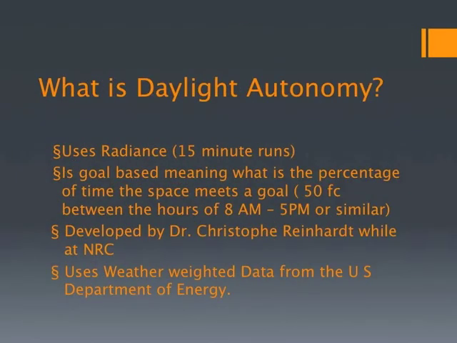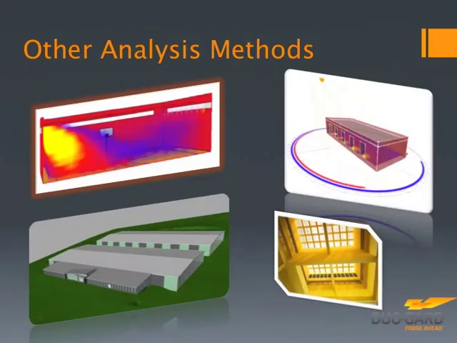So daylight autonomy uses Radiance to calculate its values. They have 15-minute runs based throughout the year. It's goal-based, and it was developed by Christoph Reinhart while at the NRC, and it uses weather-weighted data from the U.S. Department of Energy or another source.